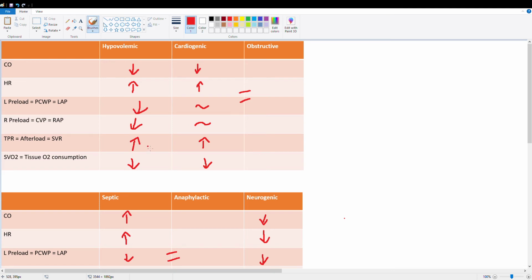But the reason why the systemic resistance is higher is because the lower fluid volumes cause the blood vessels to constrict in order to try to maintain flow. And because there is less flow in the system, less volume in the system, the tissues are starved for oxygen. They're going to pull a lot more of it out of the blood. So our total SvO2 is going to go down.